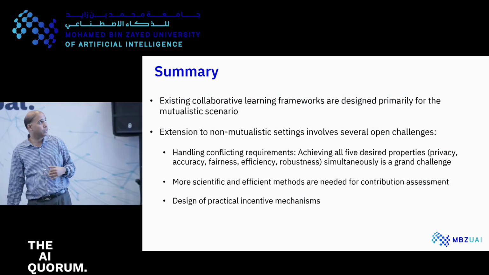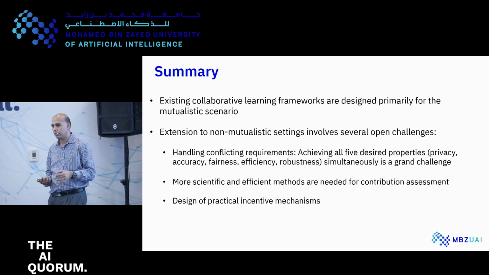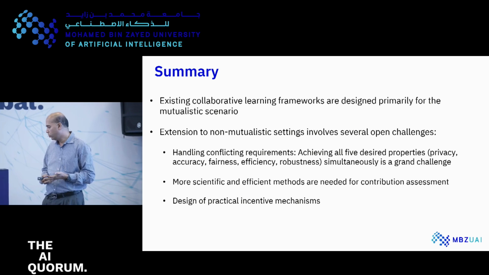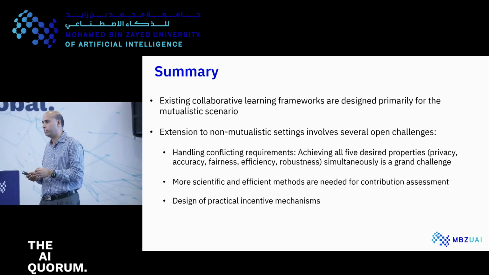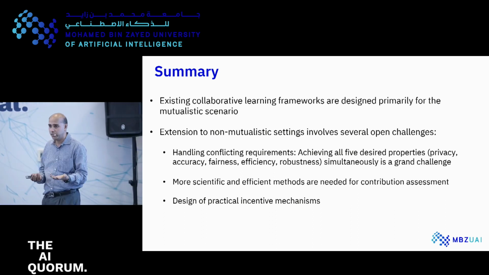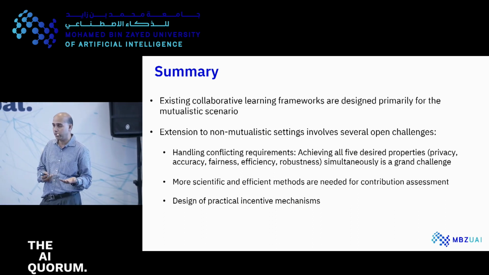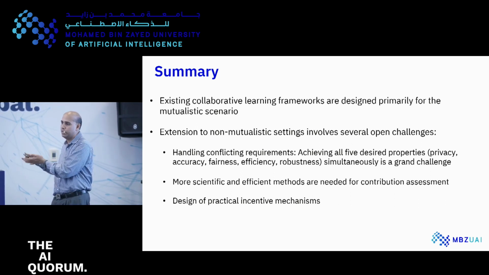So to summarize, I'm mainly interested in designing collaborative learning algorithms for these non-mutualistic scenarios. And there are three issues. One is how do you handle all these conflicting requirements? It's very easy to come up with a scheme that achieves fairness or that is more robust to heterogeneous data and so on. But there is a very thin line between heterogeneity and malicious behavior by a client. So how do you differentiate these scenarios becomes a challenging problem.